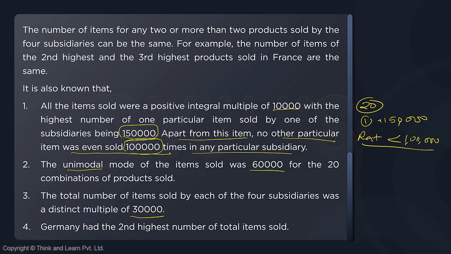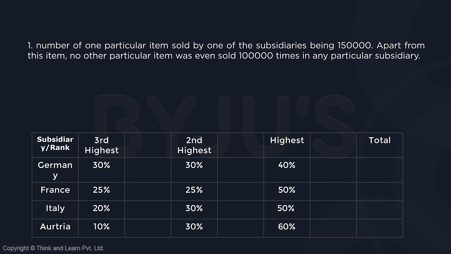Okay. So the graph can be converted into a table, right? These are the percentages we have calculated from that. Okay. Now look at this. One of these should be 1,50,000, right? And others are less than 1 lakh. So obviously we are talking about highest here for any particular subsidiary or country. So it should be either this or this or this or this.